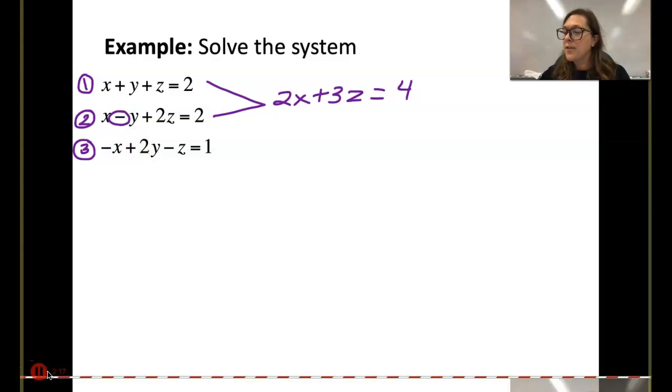If I were to combine 3 with 1, that would be okay. It's just now I have a positive and a positive, so I would need to make sure I multiply one of those lines by a negative. So let's go ahead and combine 2 and 3.